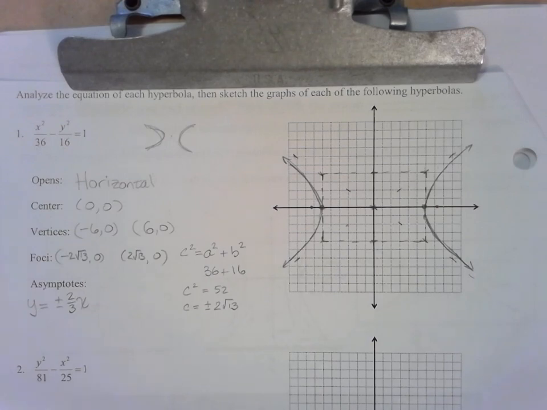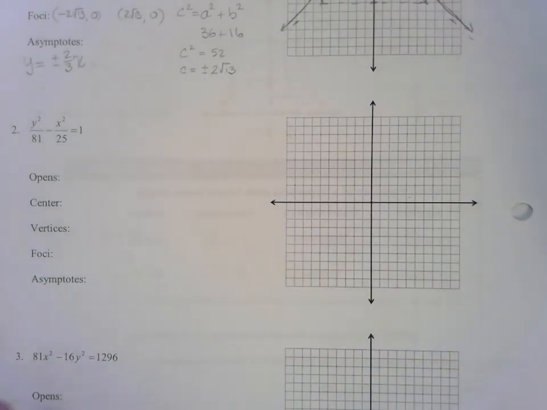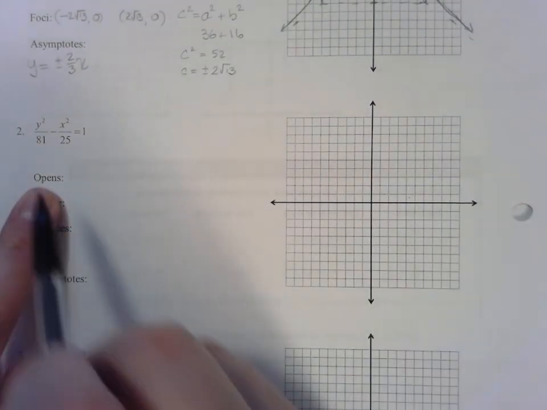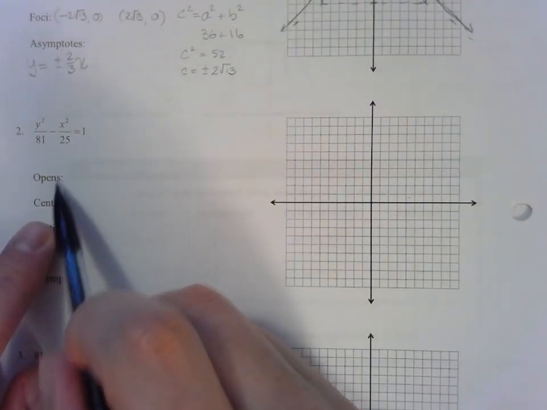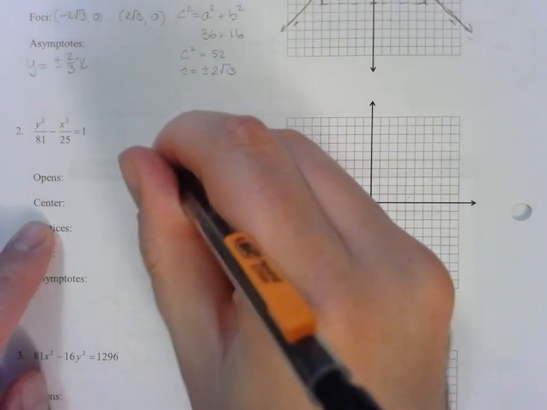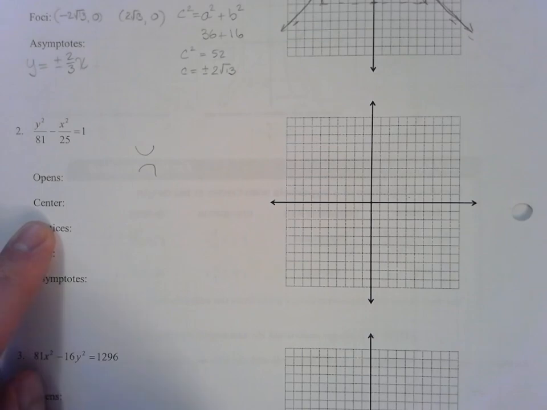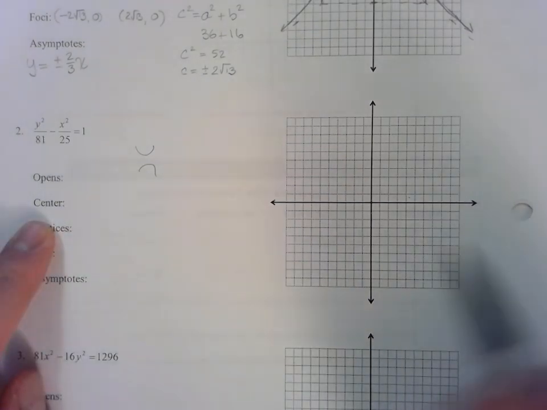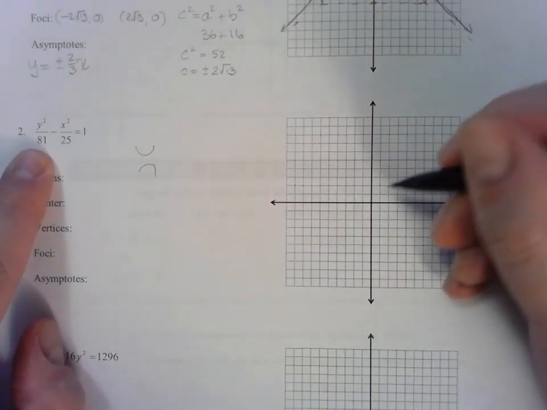What I'm going to do is do this a little bit differently the second time we go through this, for question number 2. Maybe let's draw the rectangle first and still analyze where it opens. It's going to open up and down because the y is the positive. So how far up do I need to go? I'm going to go from the center.